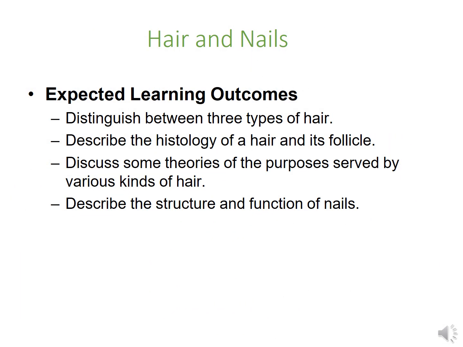Hair and nails. Expected learning outcomes: distinguish between three types of hair; describe the histology of a hair and its follicle; discuss some theories of the purposes served by various kinds of hair; describe the structure and function of nails.